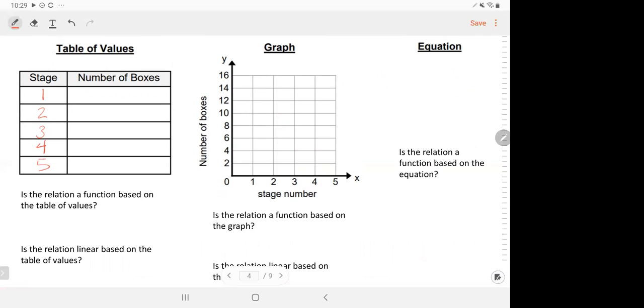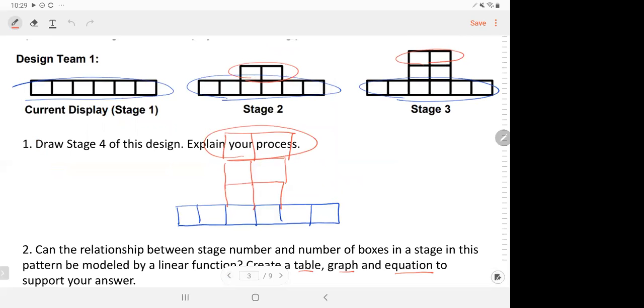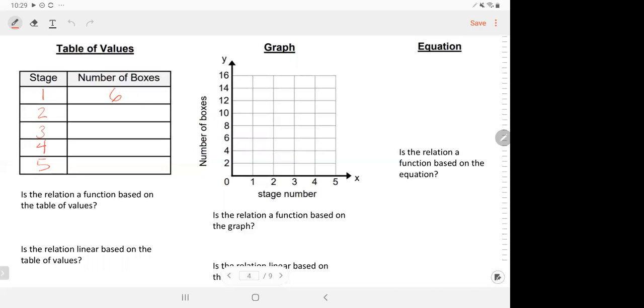and 5. So the number of boxes in stage 1 is 6. Then we added 2 to that. So the number of boxes in stage 2, if we're going to go back and count, we have 6 plus 2, so that's going to be 8. Stage 3 is going to be 10, and stage 4 is going to be 12. So stage 2 is 8, stage 3 is 10, stage 4 is 12, and then if we were to go and draw stage 5, we would have 14 boxes.